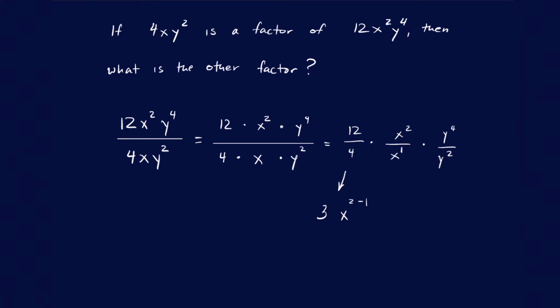And then we also have the y. So we have y to the power of 4 minus 2. And our final answer is 3 multiplied by x multiplied by y to the power of 2. And remember, this x has an invisible exponent of 1 above it, but we don't usually write that exponent out.